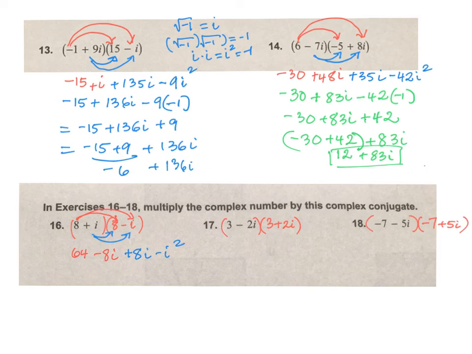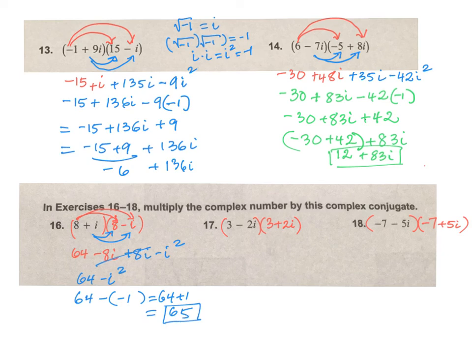Combine similar terms: negative 8i plus 8i is 0. So we get 64 minus i squared. And i squared is negative 1. So we have 64 minus negative 1, which is 64 plus 1, and our final answer is 65. We notice that when we multiply a complex number by its conjugate, the answer is a real number, which is 65.